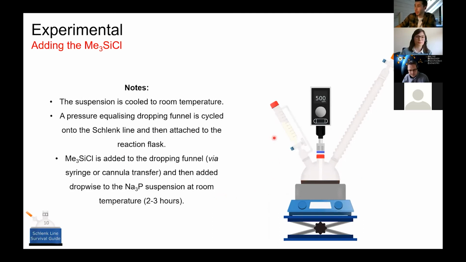The following morning, we let this cool completely to room temperature, and whilst it's doing so, we can cycle a pressure equalizing dropping funnel onto the Schlenk line. And once we attach that to the reaction flask under a flow of inert gas, we can then add our TMS chloride. We can add this either by syringe or cannula transfer it directly into the dropping funnel, and then we just add that at room temperature to the sodium phosphide suspension, again over the course of 2 to 3 hours, with strong stirring. You can also add the TMS chloride just by cannula transfer from a second Schlenk flask if that's what you prefer.